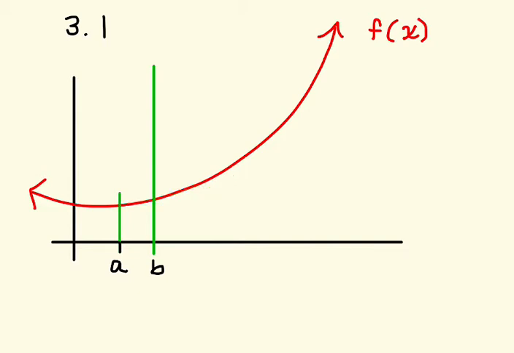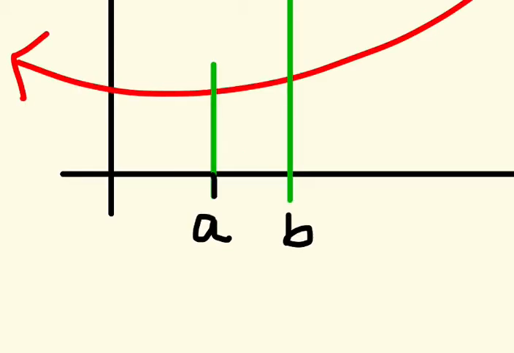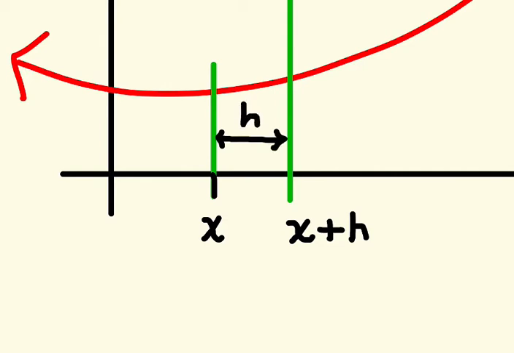So what I'm going to do is I want B to get super close to A, almost on top of A, but just a tiny bit away. And so let's just zoom in on this. And as a matter of fact, instead of going from A to B, I want to go from X to some new value, and that new value is going to be X plus H, where H is the distance between my A and B. Okay, so my A point is X, and my B point is X plus H.